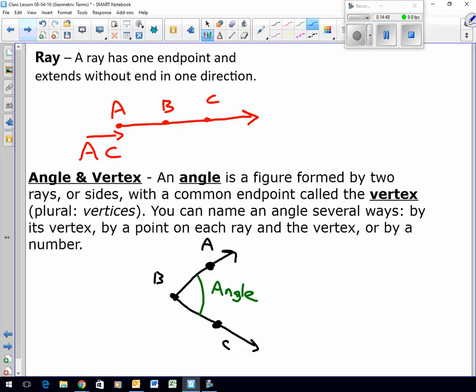Which is what? B. Okay, let me say this again. Ray BA and ray BC, oh, it's not straight. Ray BC, okay, they have point B in common. We call that common point of two rays the vertex, right? So when we talk about the vertex, we're talking about that point right there. Got me? That common point of the two rays, the vertex.